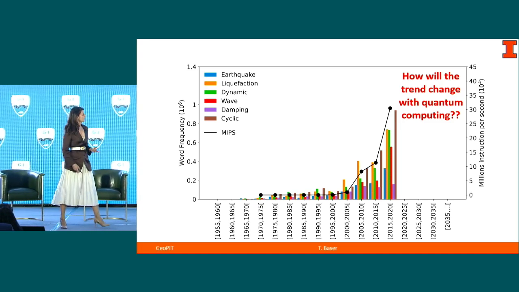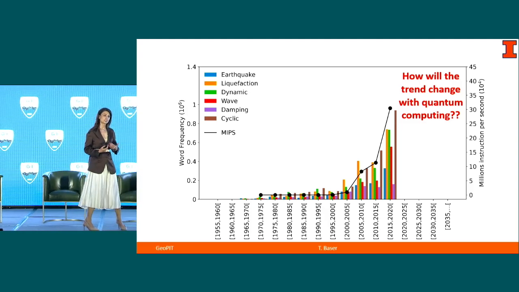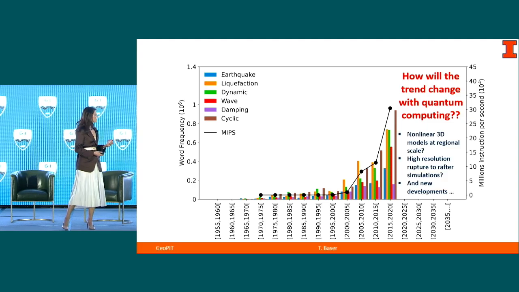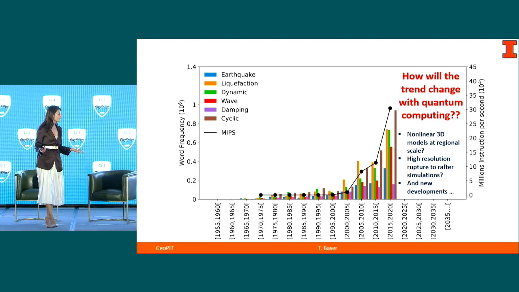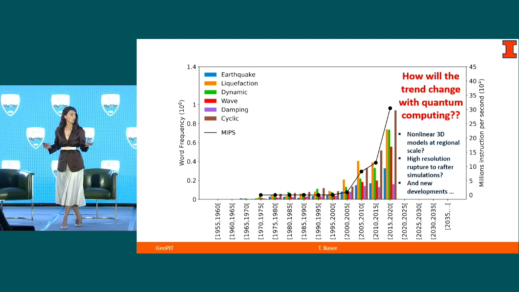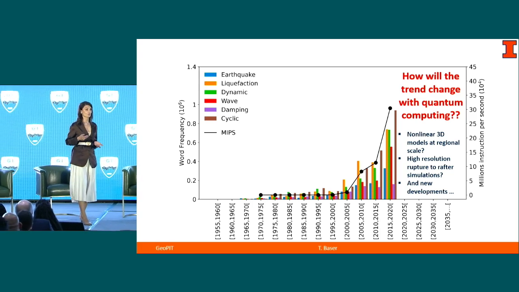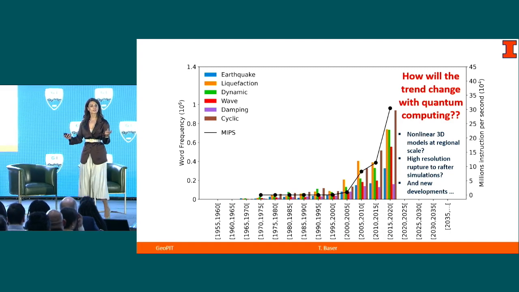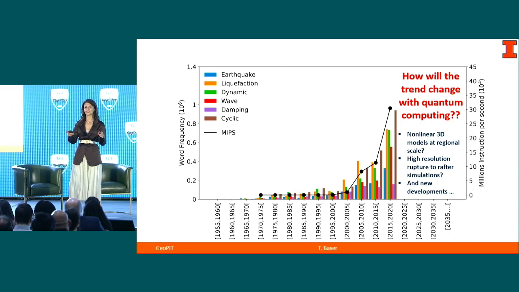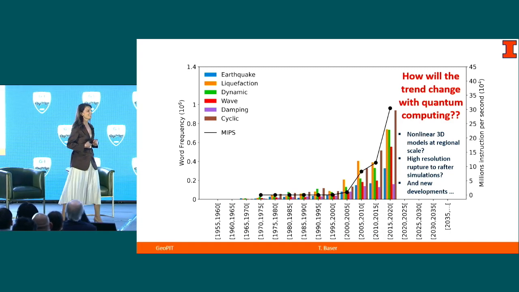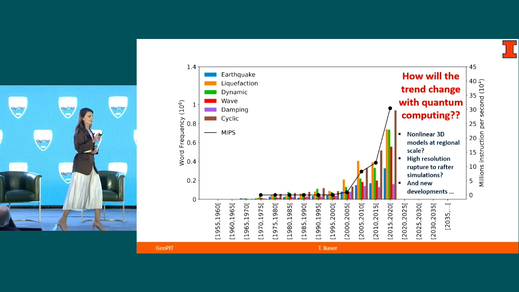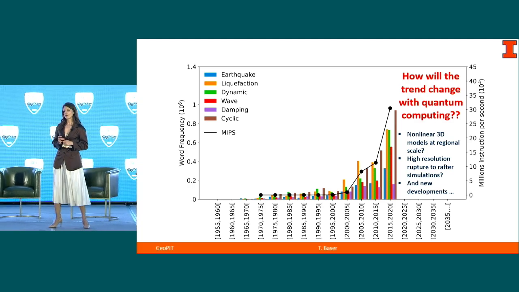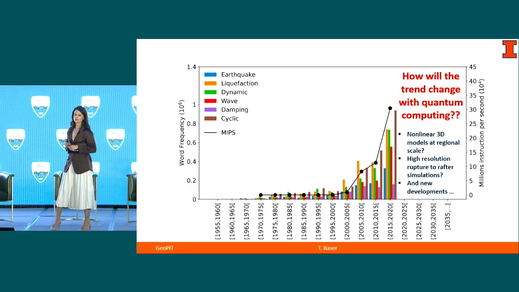So what should we do though? Should we just turn ourselves into quantum computing at this point to do nonlinear 3D models at regional scale or high resolution rupture to rafter simulations and many more? So something to think about for earthquake engineers. I'm not one. So I'm asking you to think about those and figure out how we can improve earthquake engineering modeling.